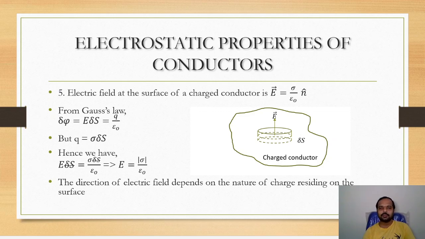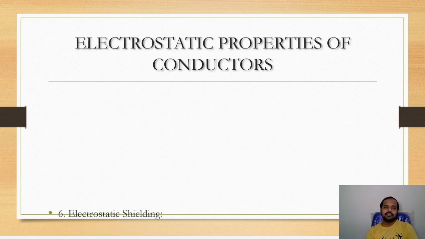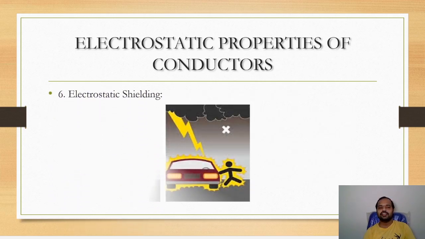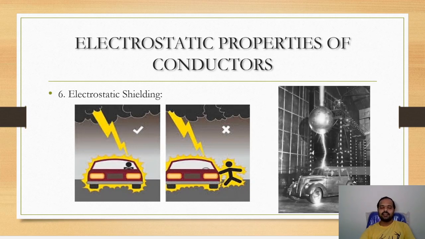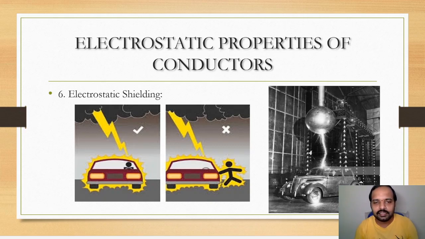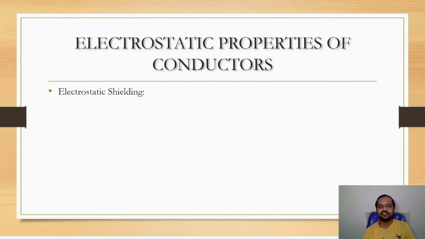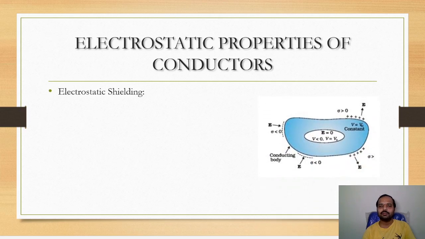Now going to the last property, the most important one of them all, the electrostatic shielding. Now you might have already seen that many a times during lightning, it is always said that it is better to be inside a car than outside the car to avoid the lightning. Now why is this? This is due to a phenomenon which we call the electrostatic shielding. Now what happens in this? It's a very simple phenomenon.